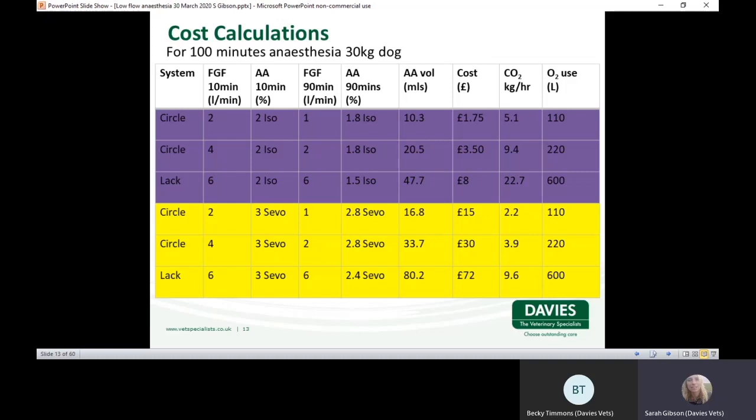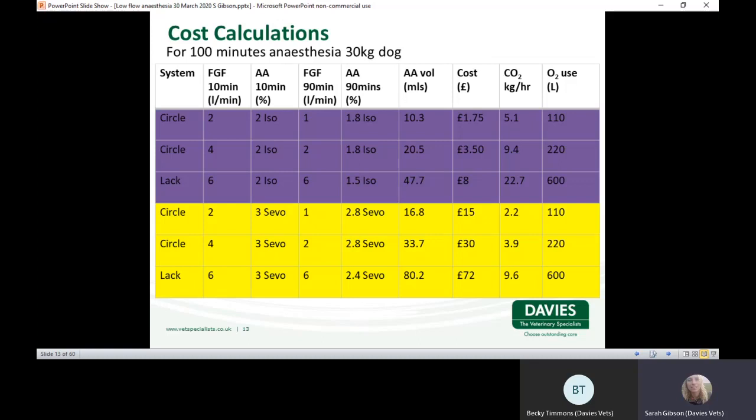First, using a circle at initial flow of 2 litres per minute and then reducing to 1 litre per minute. And the next is using 4 litres per minute, reducing to 2 litres per minute. And finally, using 6 litres per minute for the entire anaesthetic, as you might need to do with a LAC, a non-rebreathing system, which uses much higher flow rates. So these are all calculated for 100 minutes in total for a 30 kilogram dog.